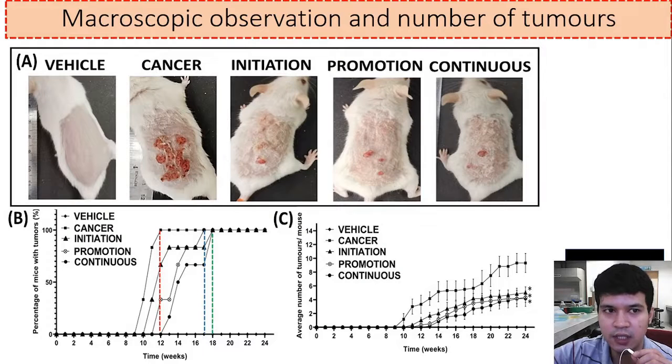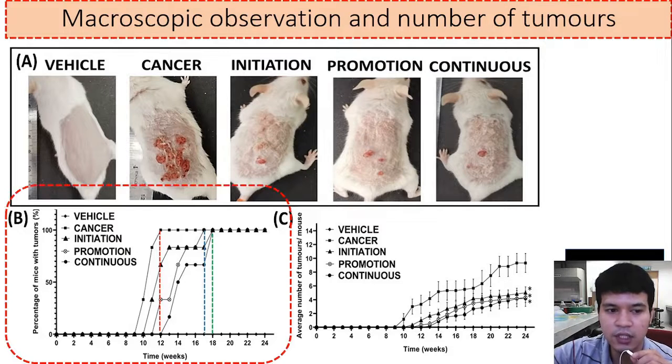So for the result and discussion, the first is the macroscopic observation. As we can see here, the number of tumors is reduced in the pterostilbene group compared to the cancer control group. And next is the percentage of mice with tumor. The cancer control group reached 100% of mice with tumor early at week 12. The promotion group reached 100% of mice with tumor at week 17, and the initiation and continuous groups reached 100% of mice at week 18.